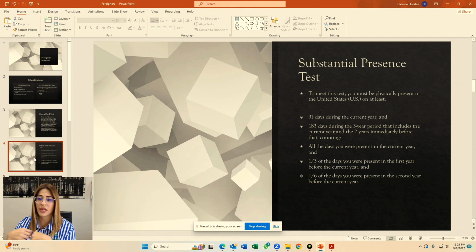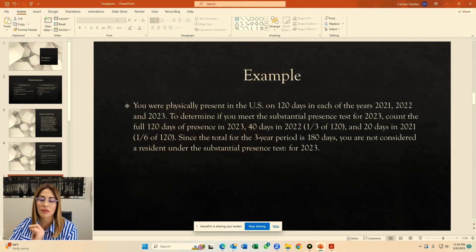So this year, you're going to count 31 days. Last year, you're going to count a third of the days that you were present in the U.S., okay? And then the year prior to that, you're going to count a sixth of the days that you were present. And I'm sure I'm losing some of you, but let me give you an easier example, okay? So you were physically present in the U.S.